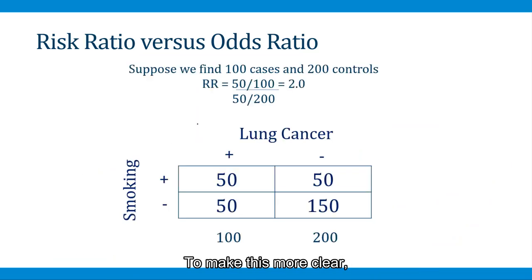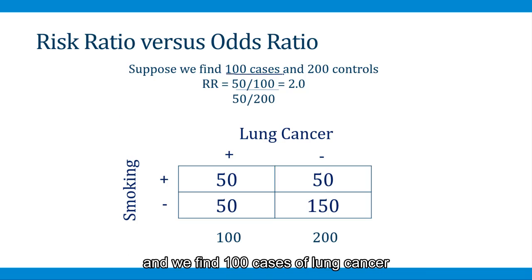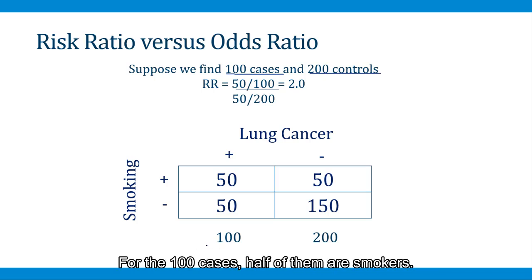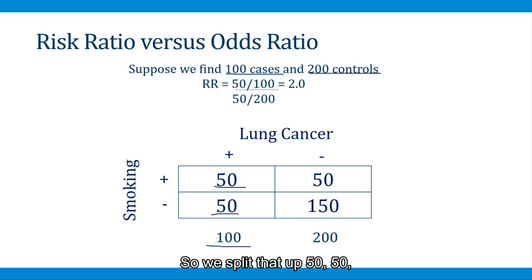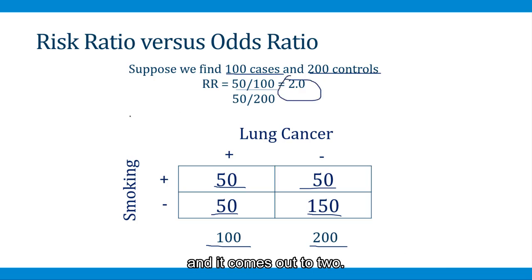To make this more clear, let's suppose we conduct a case control study and we find 100 cases of lung cancer and 200 controls who are patients that do not have lung cancer. And then let's suppose the 2x2 table works out the way I've shown at the bottom here. For the 100 cases, half of them are smokers, so we split that up 50-50. And for the 200 controls, only a quarter of them are smokers, so we split that up 50 and 150. We now go through the math and calculate a risk ratio, and it comes out to 2.